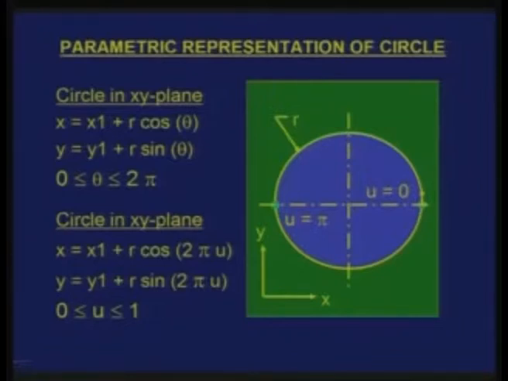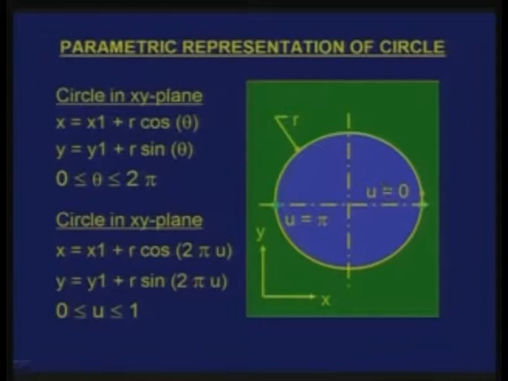Second, of course, the most common curve here is a circle. And we also know that a circle is represented in a parametric form, which is shown here. x is equal to x1 plus r cos theta and y is equal to y1 plus r sin theta, where theta has a range which goes from 0 to 2 pi.